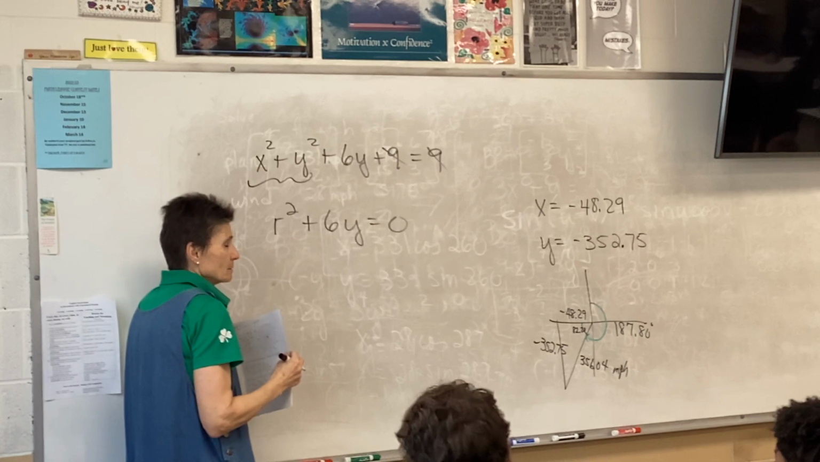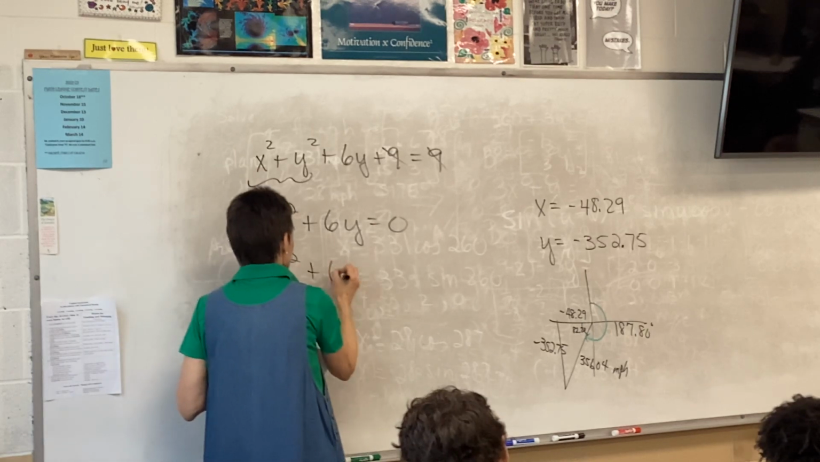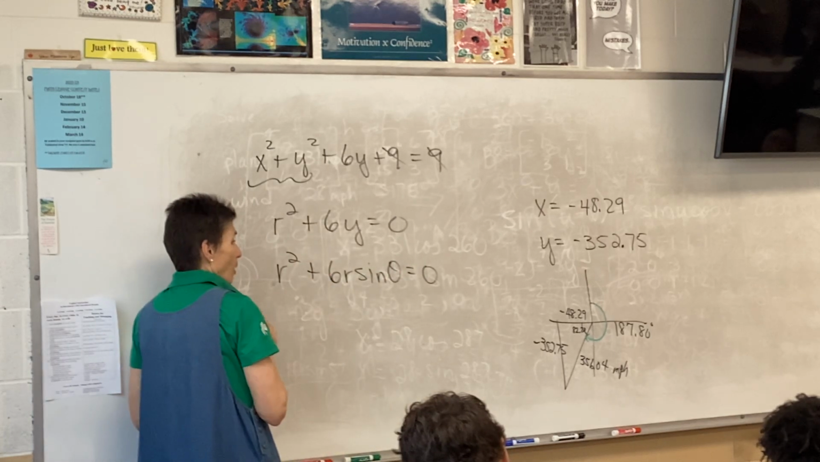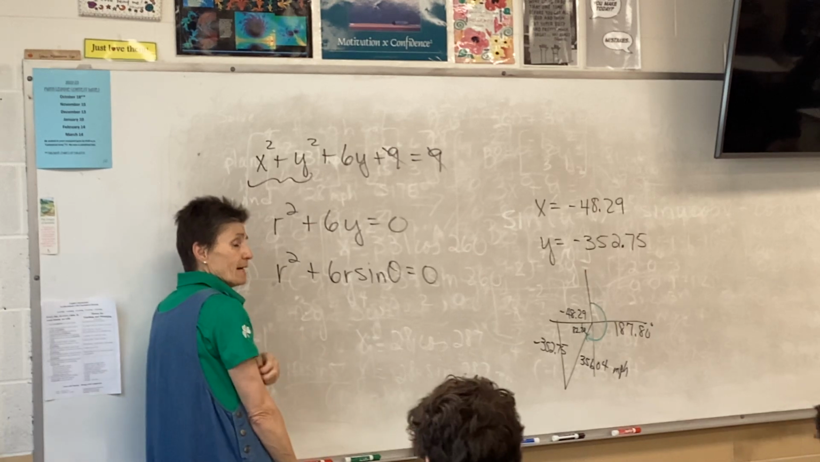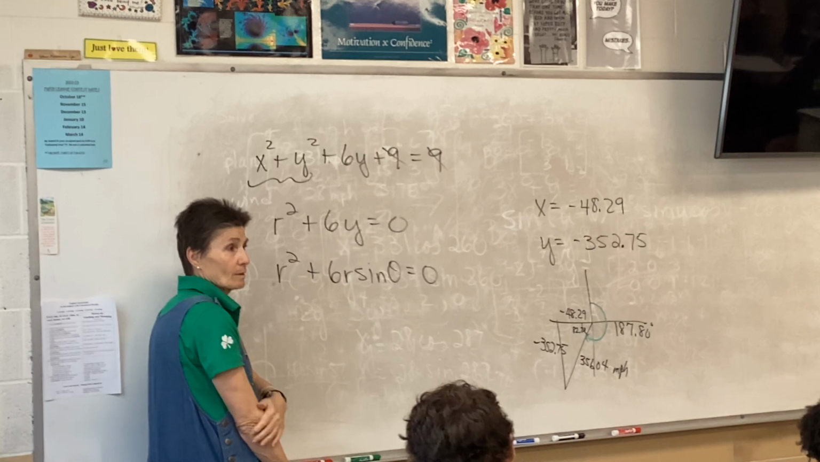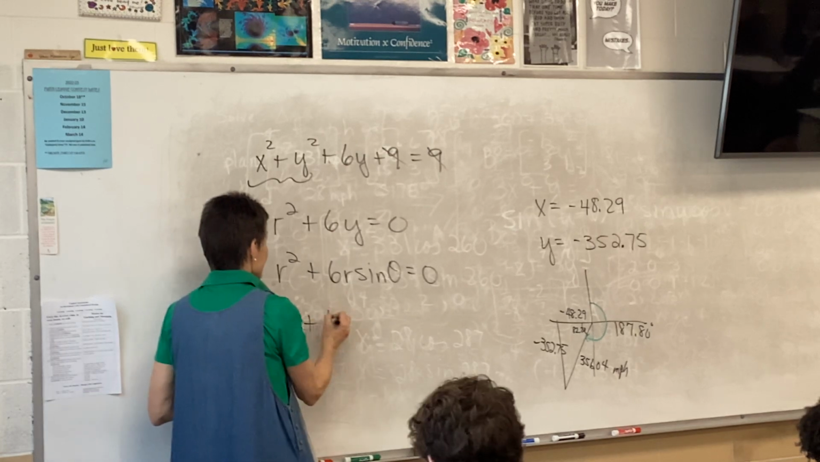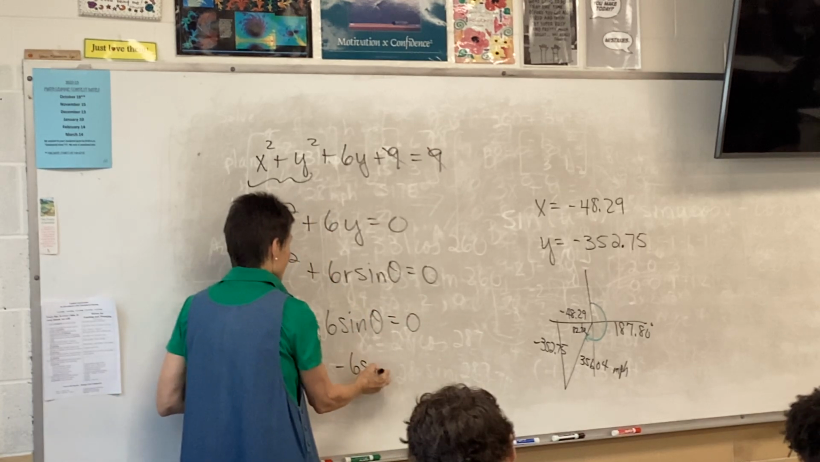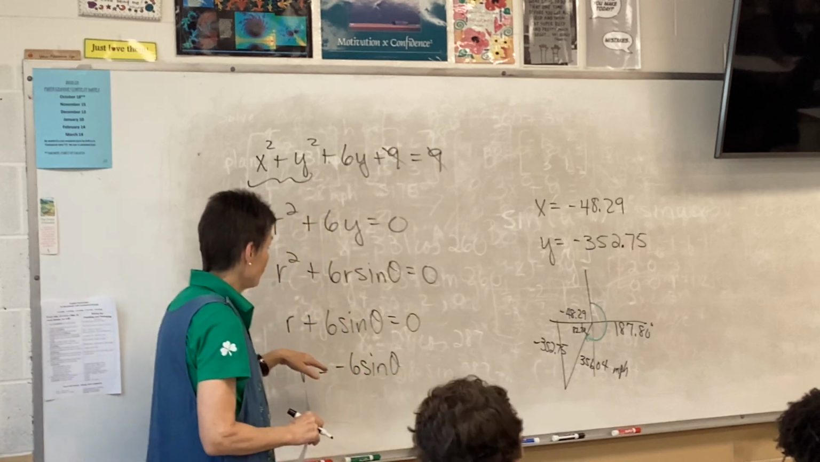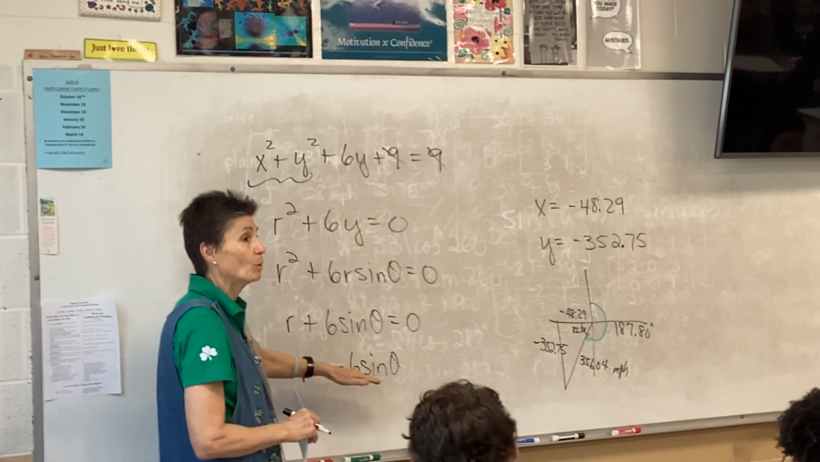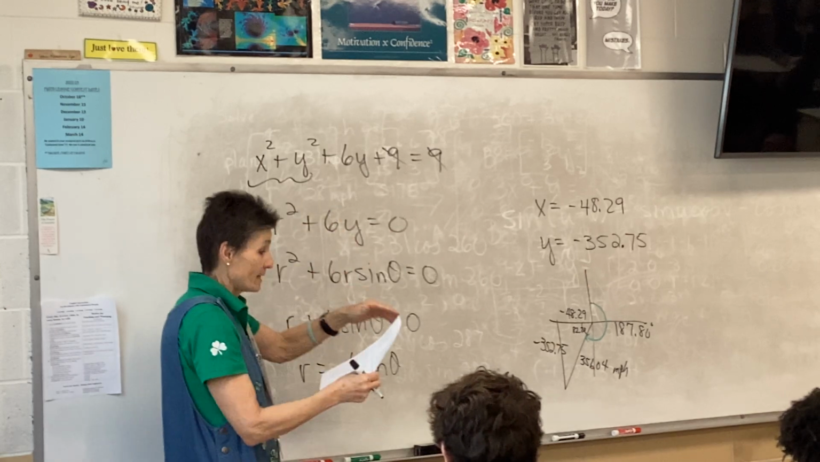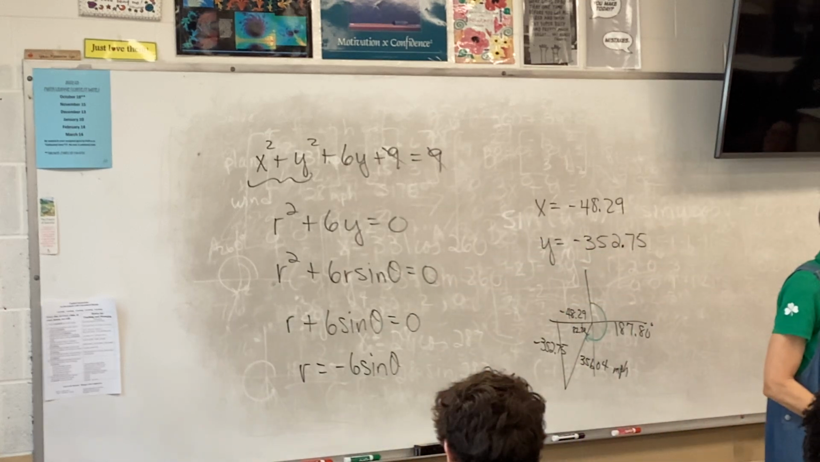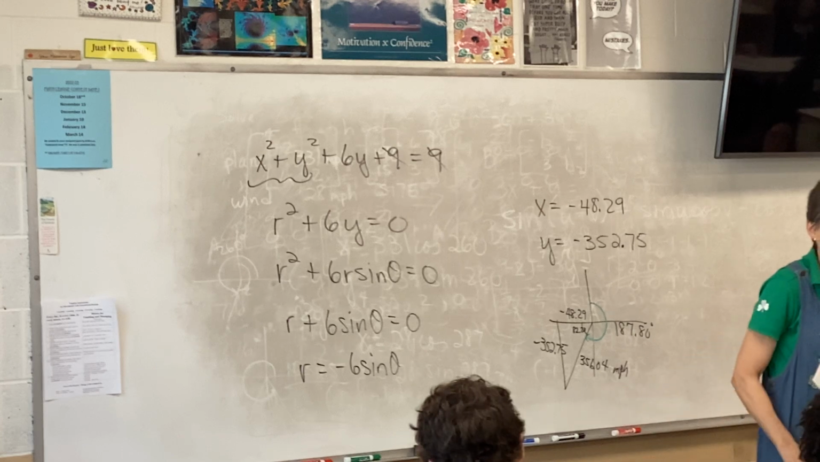What's Y? So R squared plus 6R sine theta equals 0. Now remember, R is a special variable. I can actually divide by it, right? So R plus 6 sine equals 0. So R equals negative 6 sine theta. If you were to type that in on your calculator, we don't have time to do it, you would get a circle centered at 0, negative 3 with a radius of 3. That's the equation of that circle.